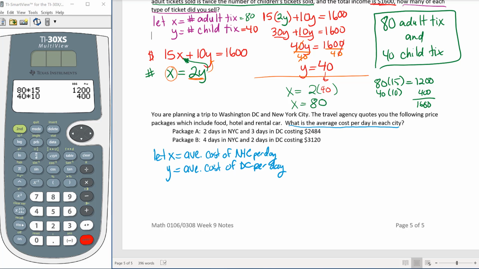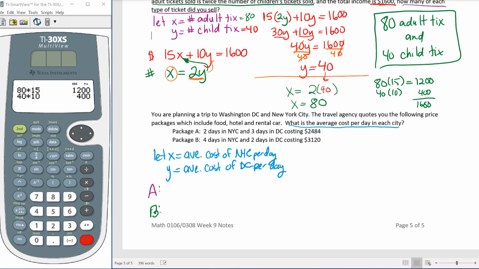In package A we have 2 days in New York City and 3 days in D.C., and that costs us $2,484. Package B has 4 days in New York City and 2 days in D.C., costing $3,120. So I'm going to have two equations, an equation for package A and an equation for package B.